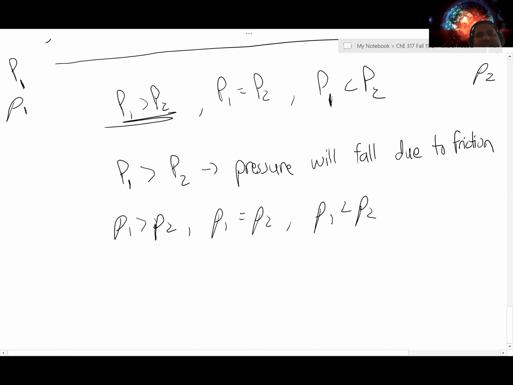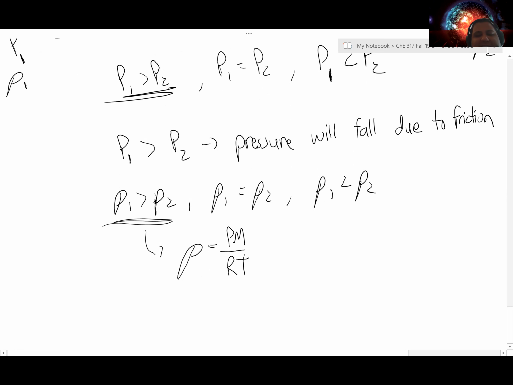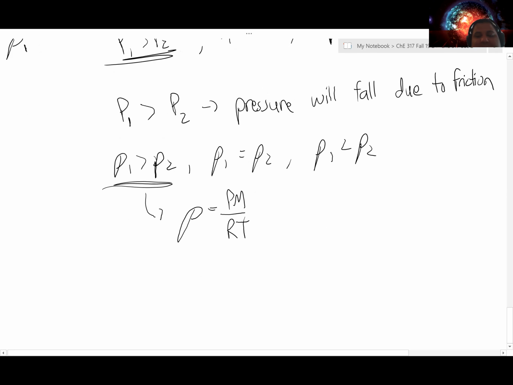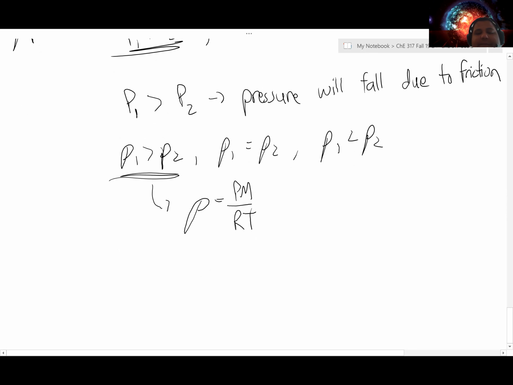What do you think that's going to do to the density of this gas? Rho 1 should be higher than rho 2. Rho 1 should be higher, right? Assuming an ideal gas, for all intents and purposes, even a non-ideal gas is going to have the same issue. So P falls, which means rho gets smaller. So my density will decrease along the pipeline.